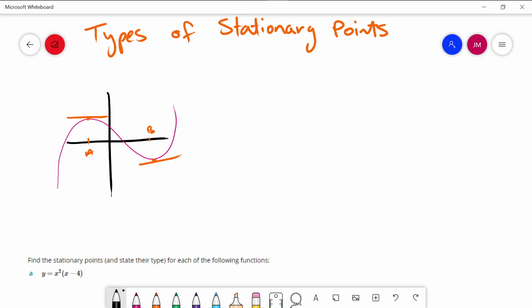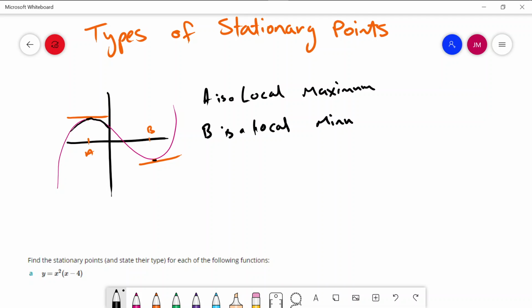So we know visually that at point A we have what's called a local maximum, because as it's going up, that turning point is the highest y value that it gets to before it goes back down again. And at B, we'd say we have a local minimum. Now, that's all well and good when we can see the graph in front of us.